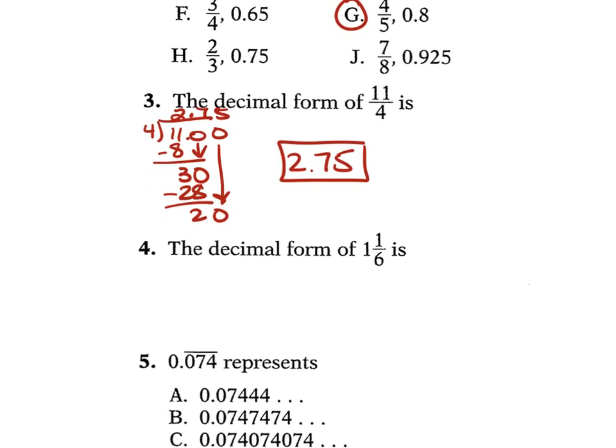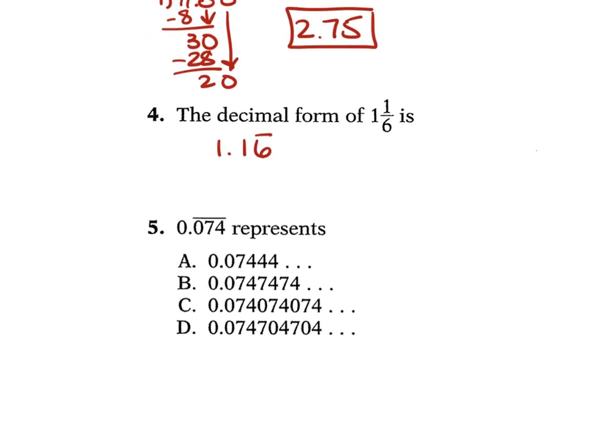4 asks for the decimal form of 1 and 1/6. So this 1/6 is the same thing as 1.16 repeating. For 5, it says 0.074 with the 074 repeating represents 0.074074074 repeating. So that's C.